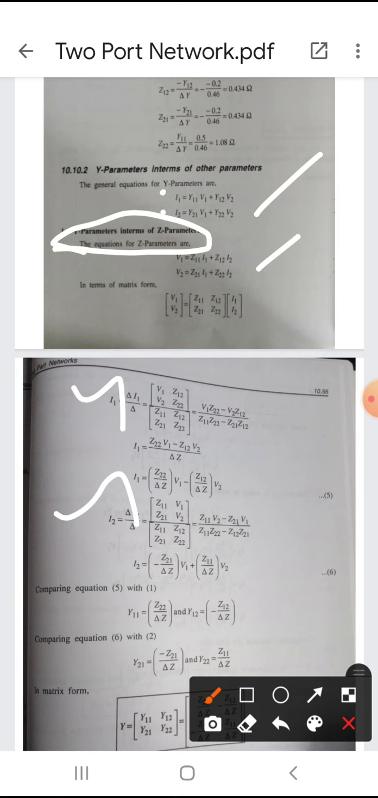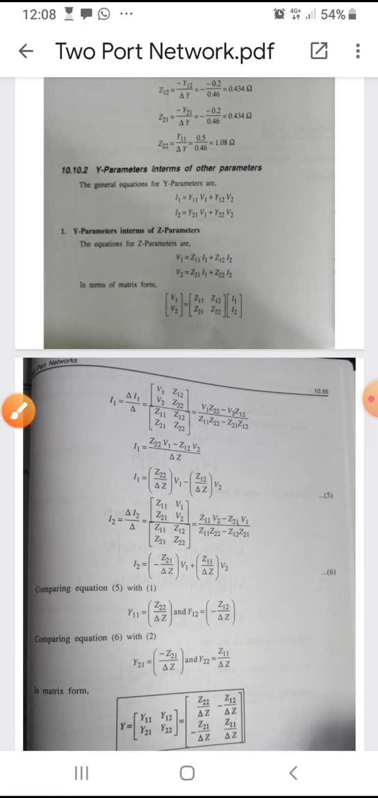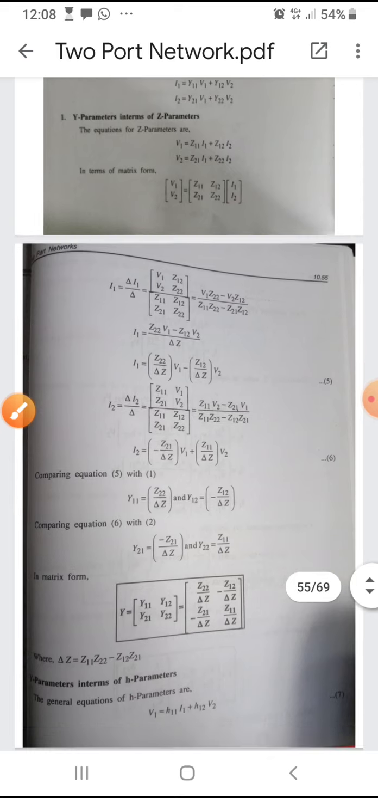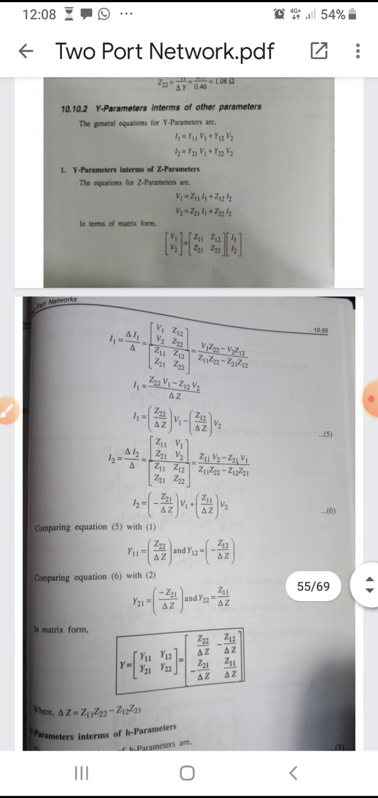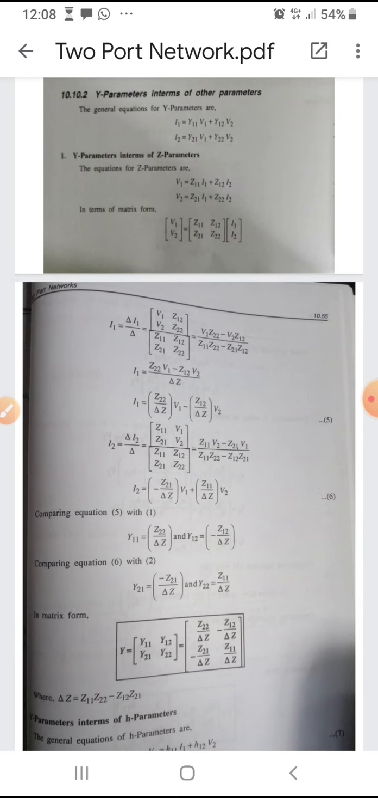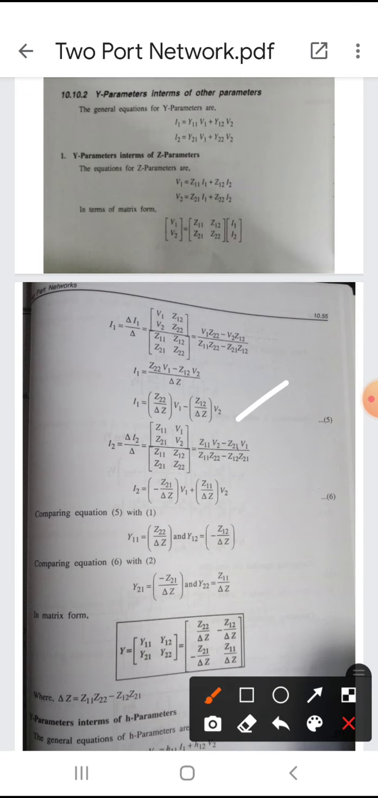So in order to find i1, what is our Cramer's rule? Del i1 by del. So in the first column you want to change the equal to value, that is v1 v2. So write that value, and after multiplying you get v1 z22 minus v2 z12 over z11 z22 minus z21 z12. Okay, so you got the I1 value, in terms of v1 v2.